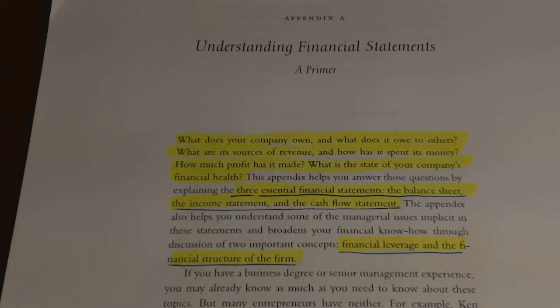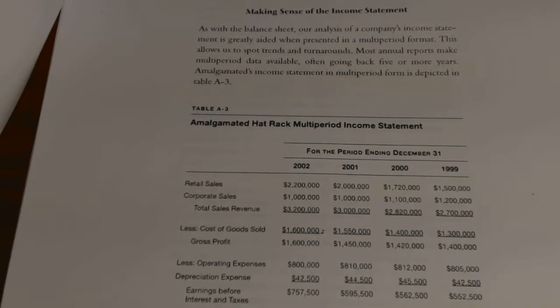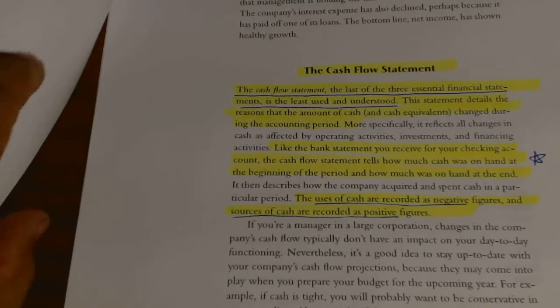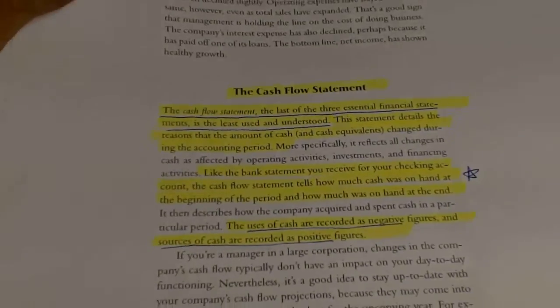Okay, this is Business 436, the handout Understanding Financial Statements. We've already done the balance sheet and the income statement. So what we'll go to is the cash flow statement, which is the third of the financial statements. Remember, there's a balance sheet, income statement, and cash flow statement. Cash flow statement's on page 33.